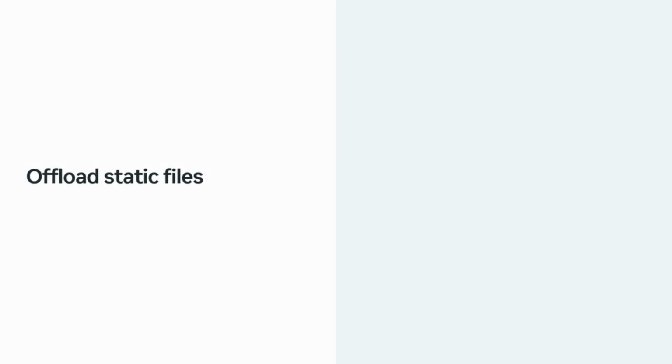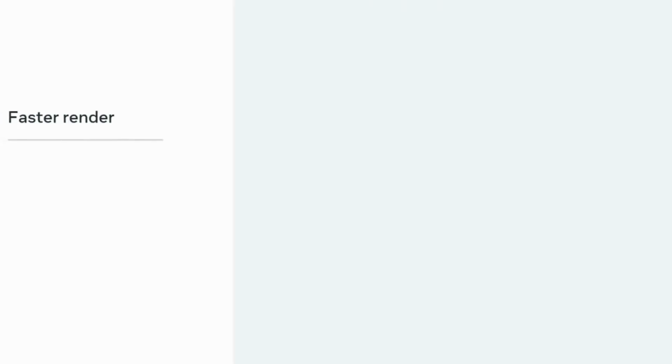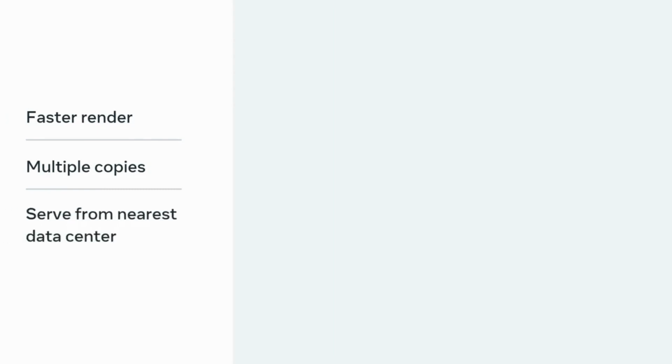Similar to serving the static assets using a reverse proxy, you can completely offload them to an external content delivery network, or CDN. This can speed up your application's page rendering time because CDN services create multiple copies of these static files and serve them from the client's nearest data center.